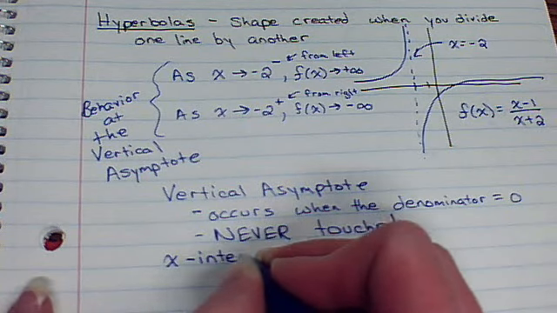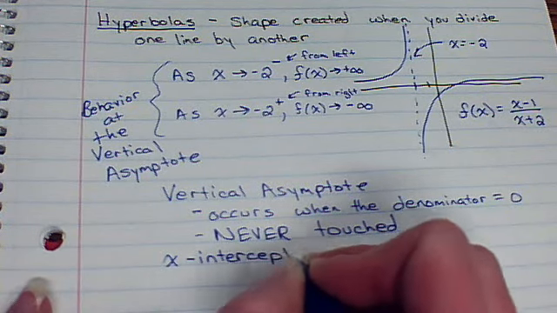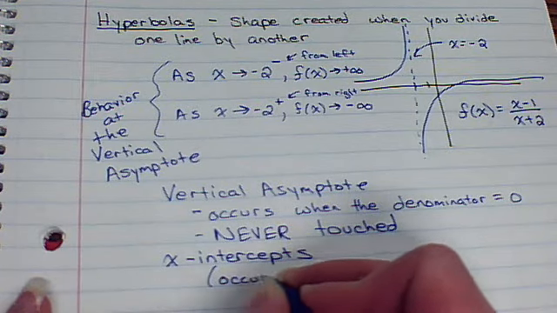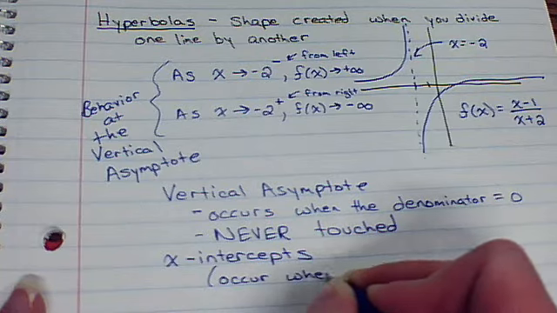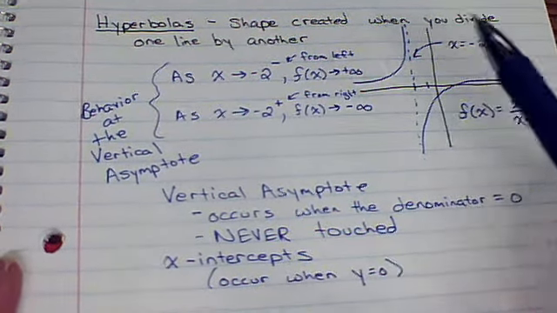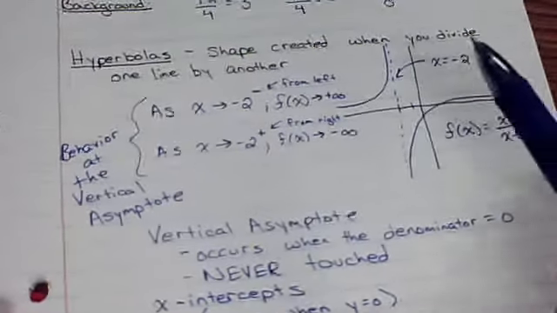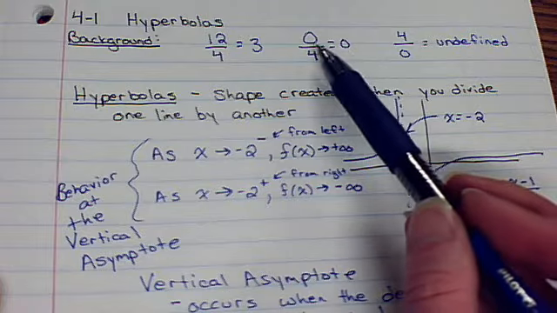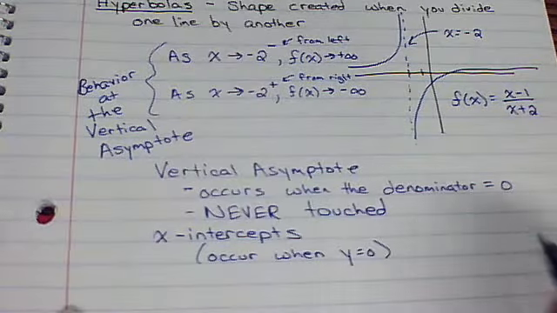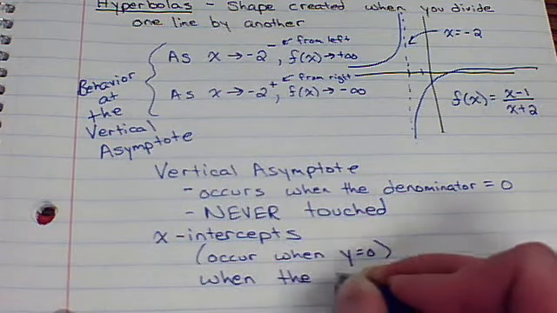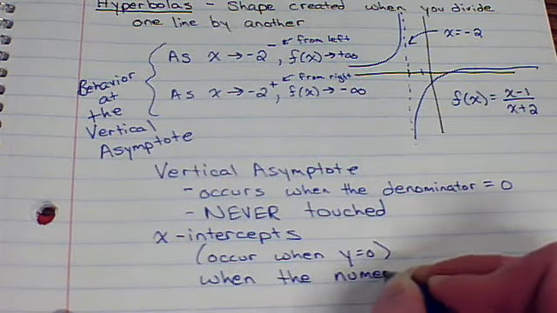X-intercepts occur when y is 0, right? When y is 0. Now let's think back. We're dealing with fractions. So when is the only time a fraction equals 0? That only happens when the numerator equals 0.